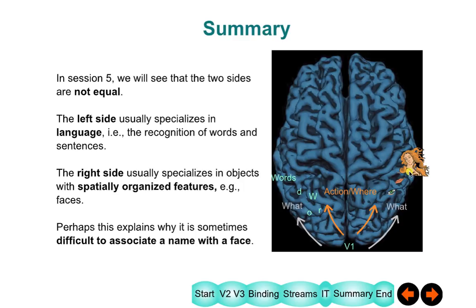The right side does tasks that mostly involve the recognition of objects. So the picture of the face is usually represented on the right side. The name of the person is usually represented on the left. That's perhaps why it's sometimes difficult to remember. You remember the face, but you can't remember the name. You have to have this connection wired properly.